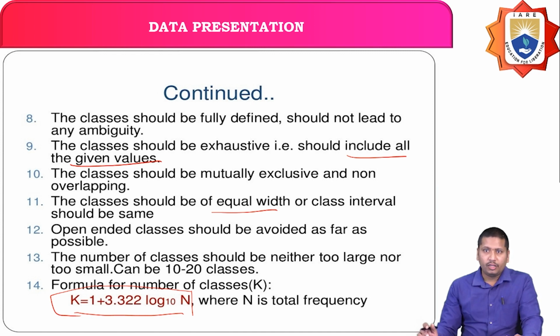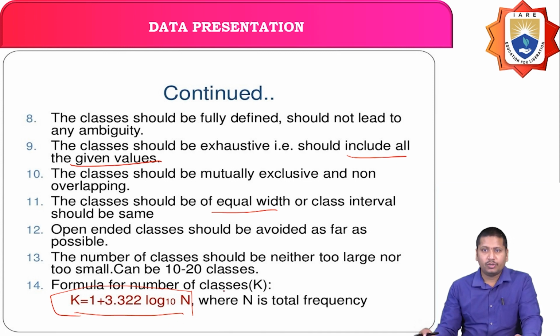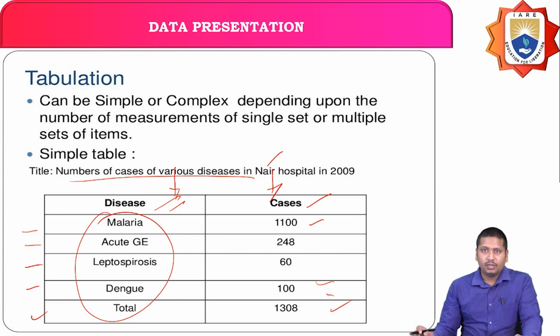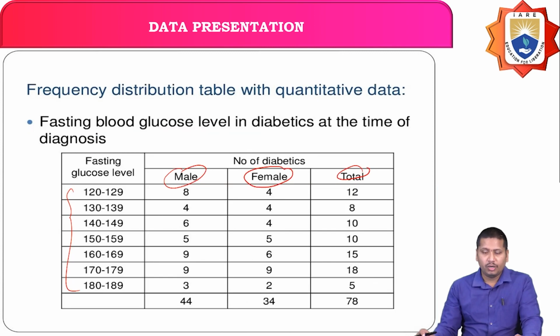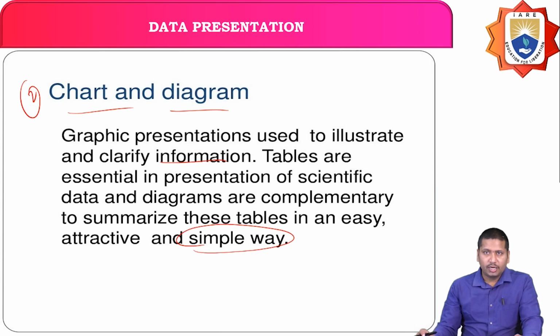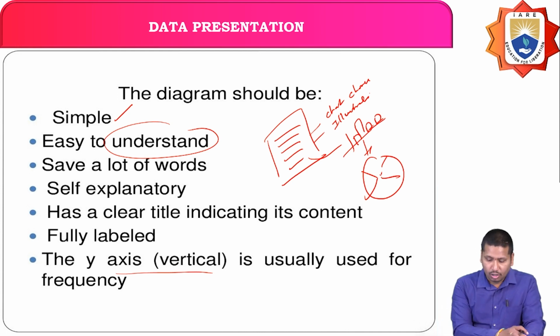And for finding the number of classes, this is the equation here: 3 plus 3.22 log n. A simple tabulation looks like this, and a frequency distribution table with qualitative data looks like this, and for quantitative data it should be like this. And this is another way of representing the data here. So all the time, whatever diagram we are considering should be simple, easy to understand, self-explanatory, fully labeled, and should also save a lot of words.